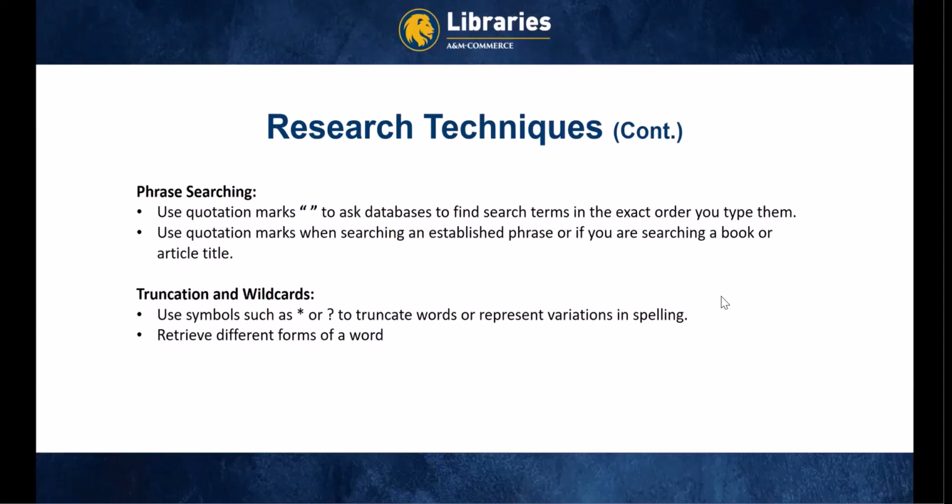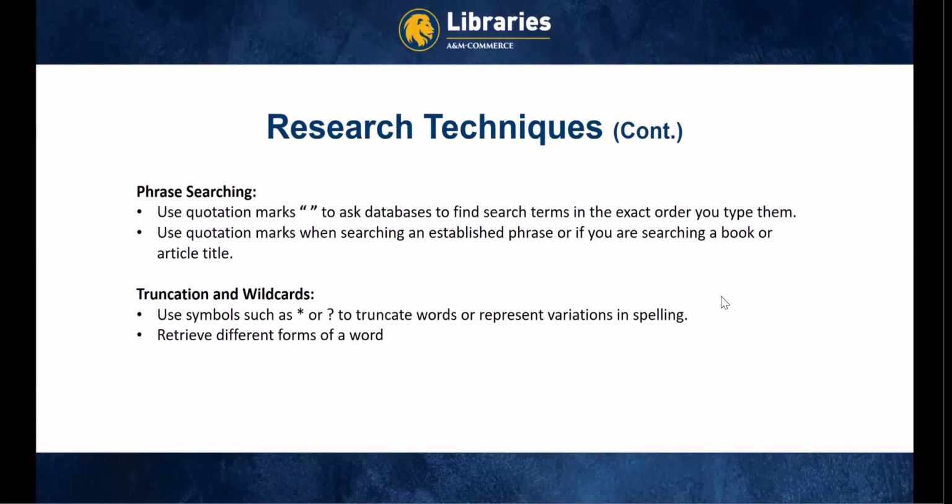The other search technique is phrase searching. We use quotation marks to ask databases to find search terms in the exact order we typed them in the search box. It's good to use quotation marks when searching an established phrase or a book or article title. The other research technique is truncation, and another one is wildcard.